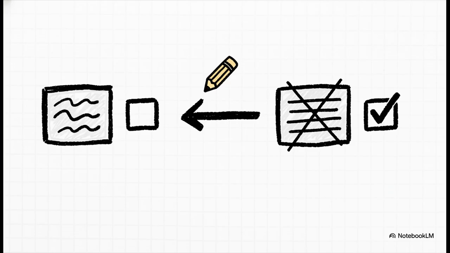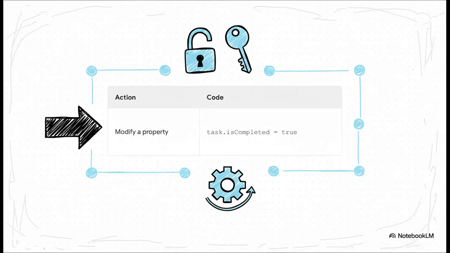Okay, so adding stuff is easy, but what about changing data that's already there? Like, say we need to check off a task as completed. This is almost, well, it's laughably easy. You just change the property. That's the whole thing. task.isCompleted equals true. You just modify the object like any other normal object in your code.